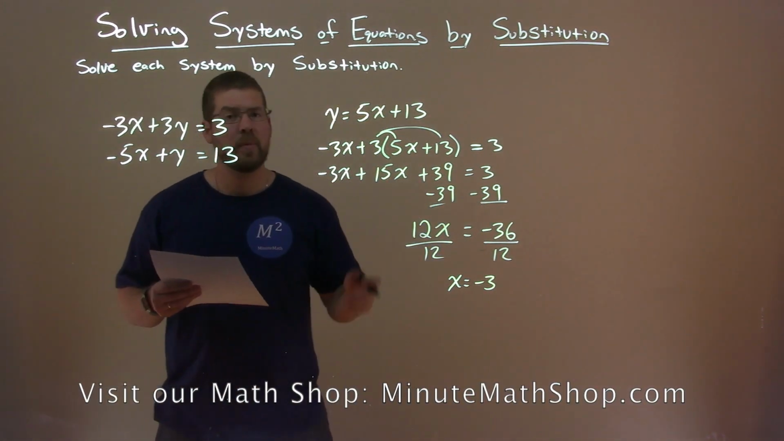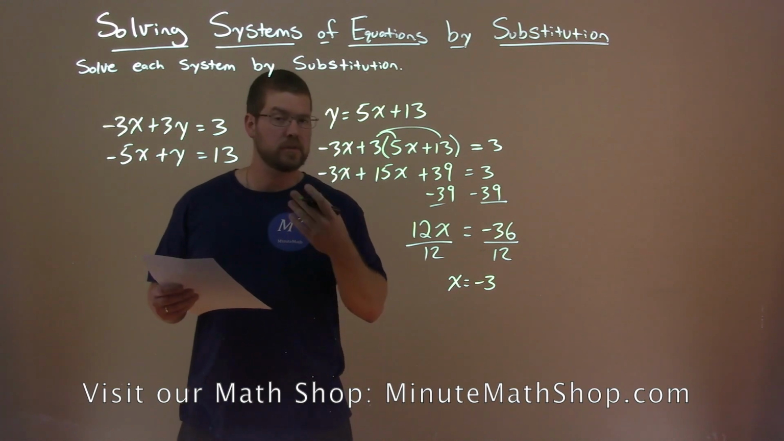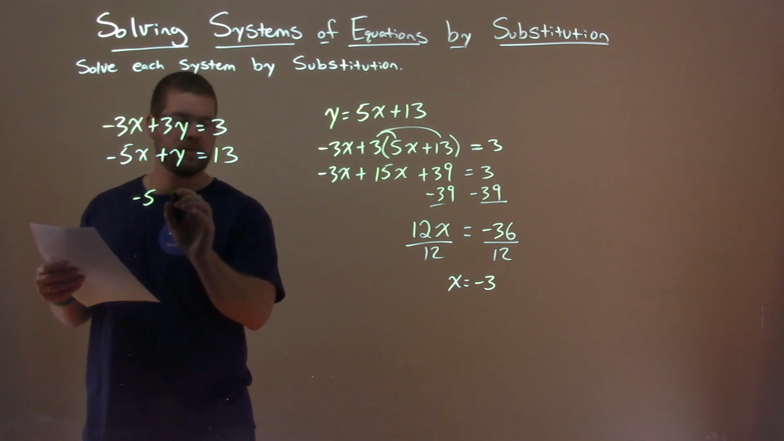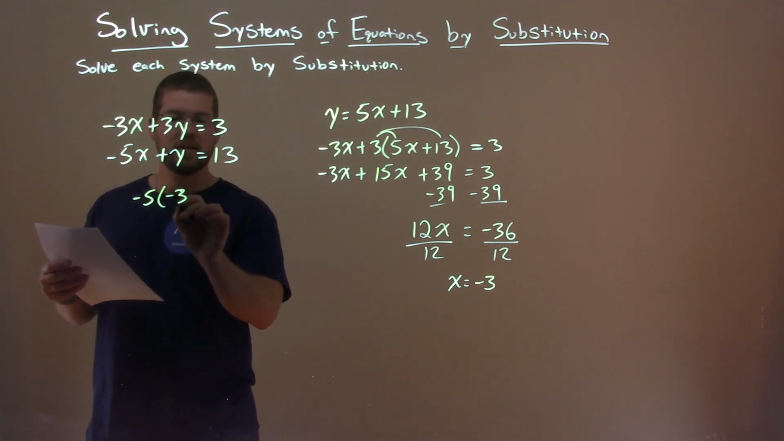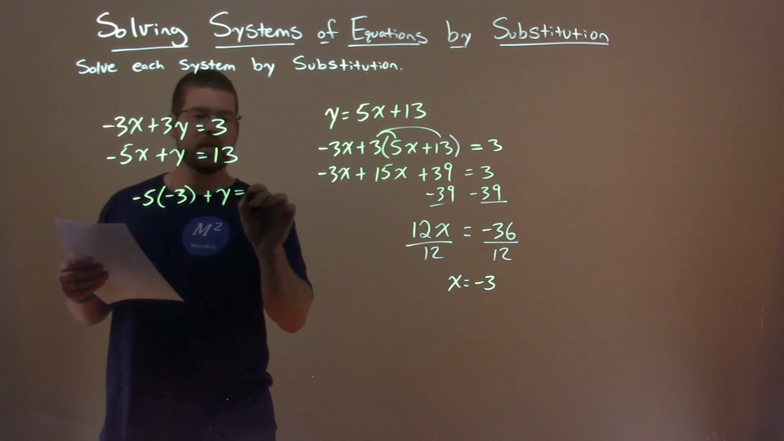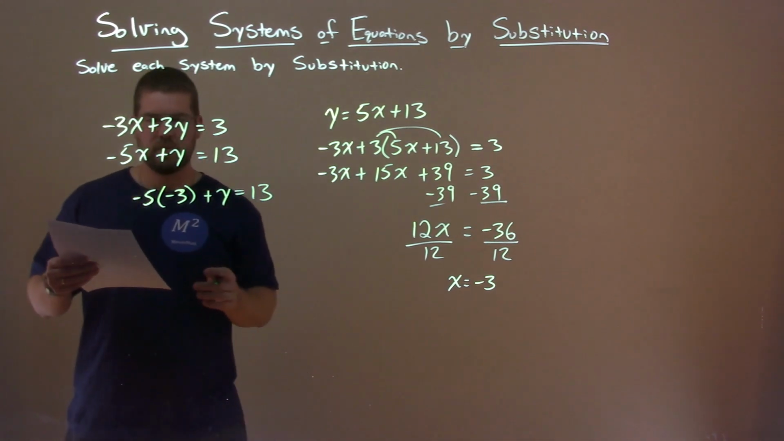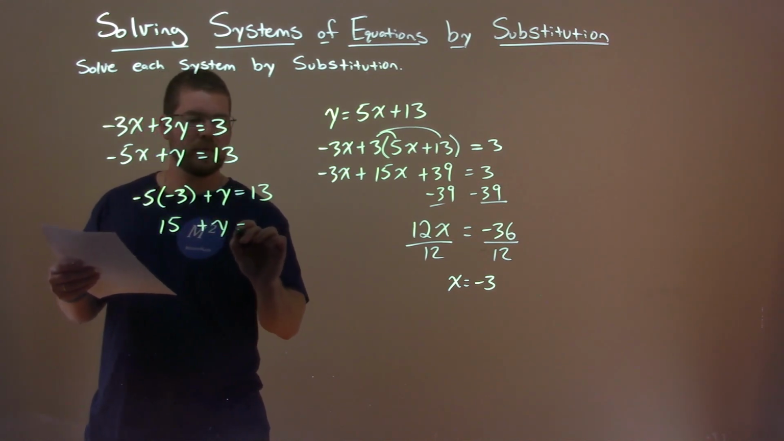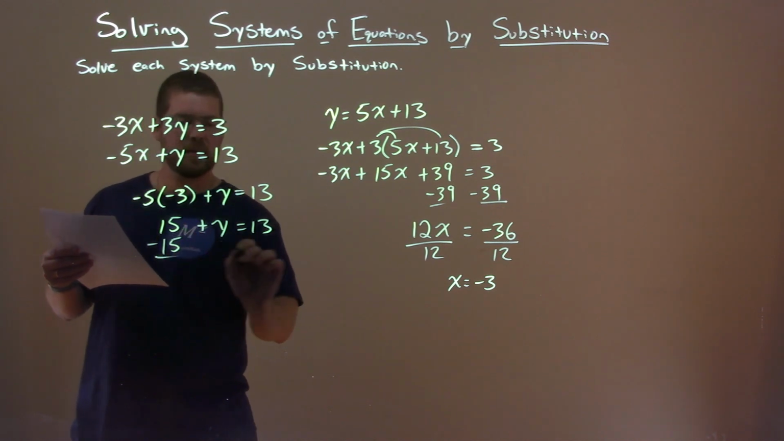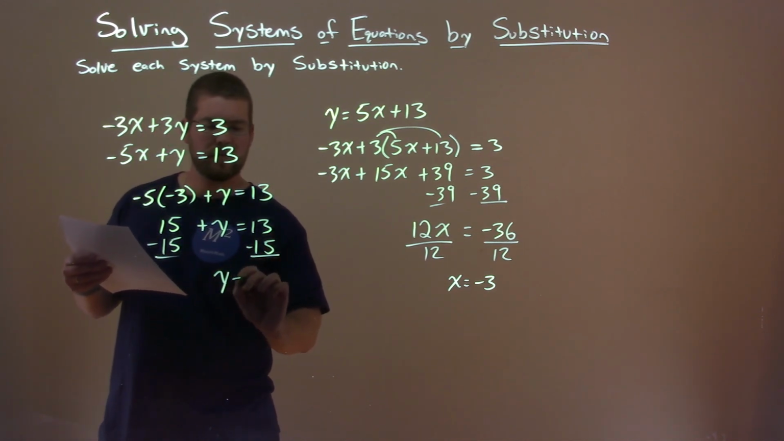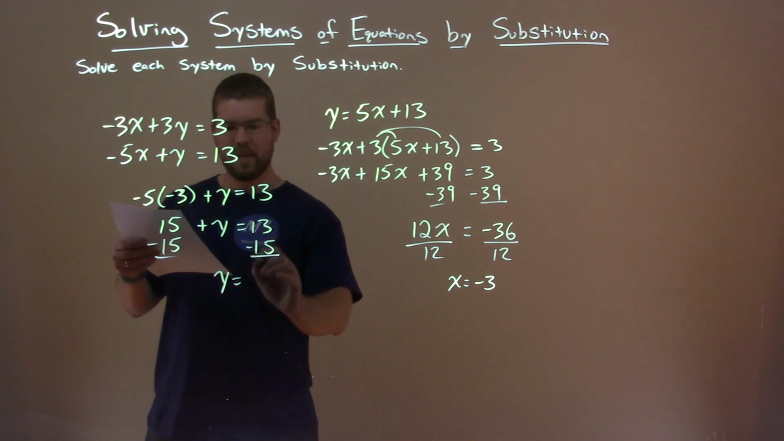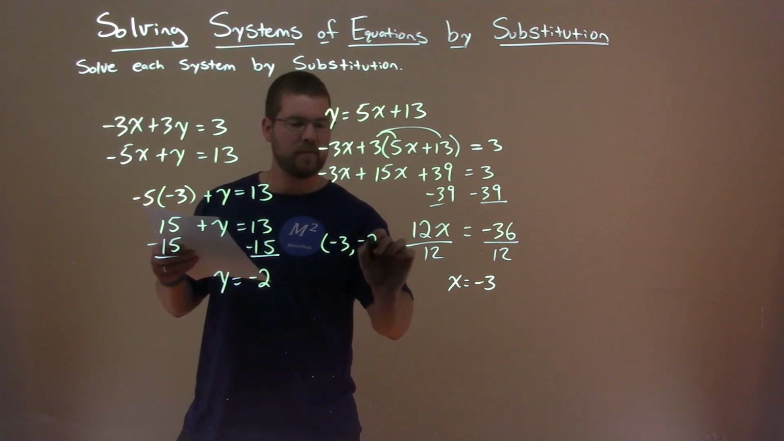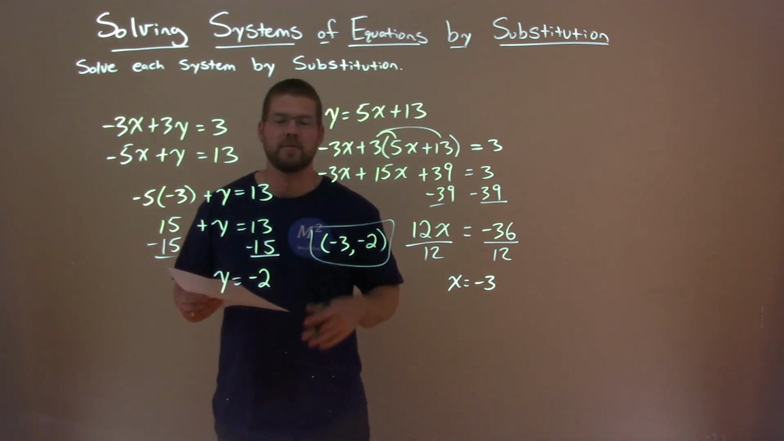We take that information and we need to plug it into one of our first two equations to solve for y. I picked the second equation because I think it's easier. So minus 5 times negative 3, for x there, plus y equals 13. Now again, we're solving for y. Negative 5 times negative 3 is a positive 15, plus y equals 13. Subtract 15 from both sides. Y is by itself, and 13 minus 15 is a minus 2. So we have our x value of negative 3, y value of negative 2, and that is our final answer.